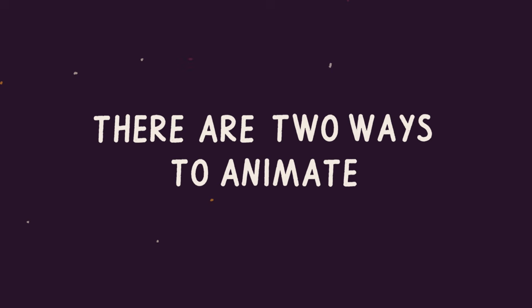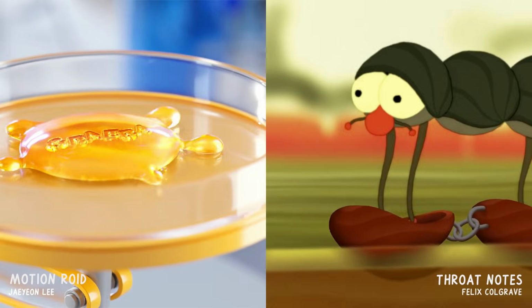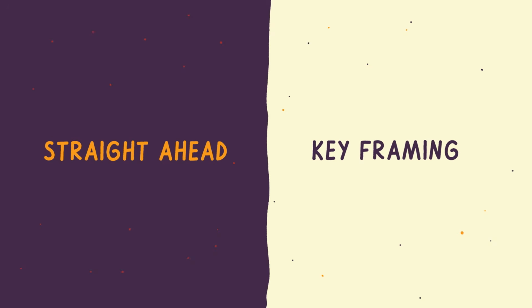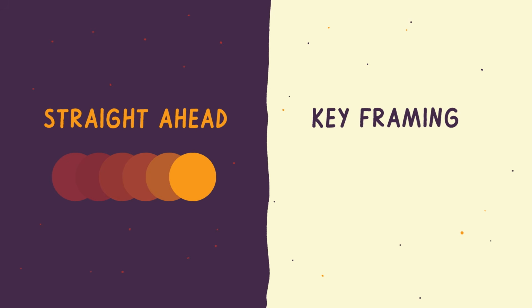There are two ways to animate, pretty much. I'm not talking about stop motion versus motion graphics or 3D versus 2D. I'm talking about straight ahead versus keyframing. Straight ahead is where we create one frame after the other, and keyframing is where we create the most important frames first, and then go back and fill in the gaps afterwards.